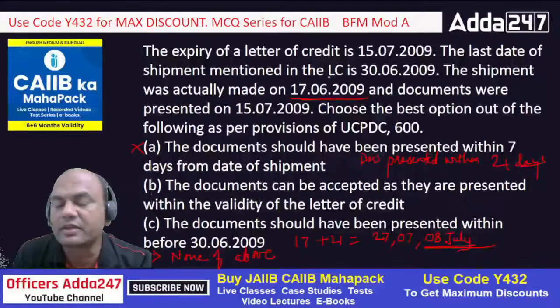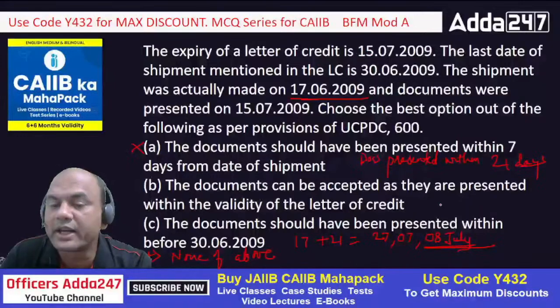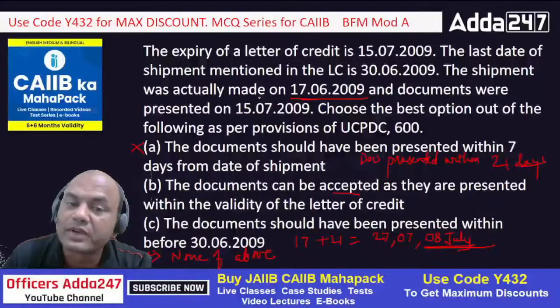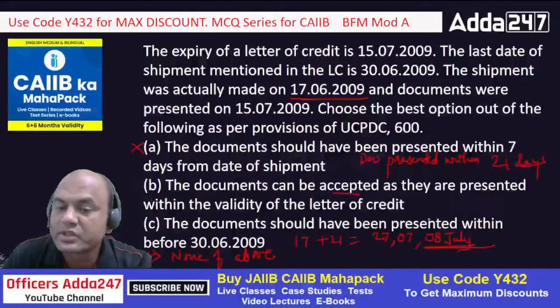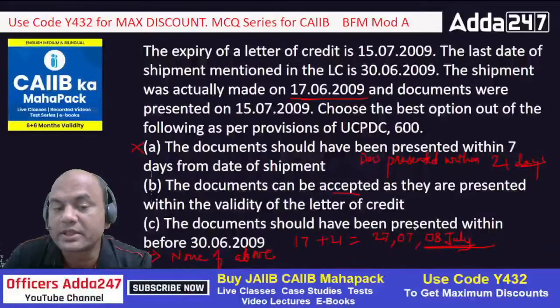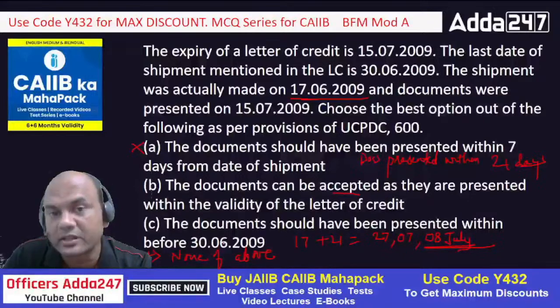When are the documents to be presented? Before 8th of July. So this is also wrong. The documents can be accepted. This is also wrong because the customer has submitted the documents on 15/7, whereas he should have submitted the documents before 8th of July. So this is also wrong. The document should be presented before 3/6. So that is also wrong.